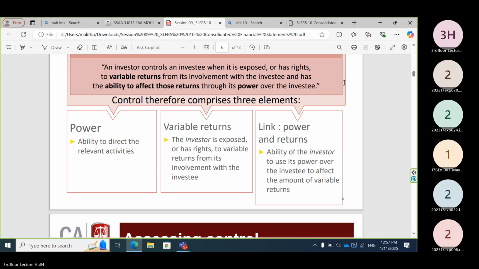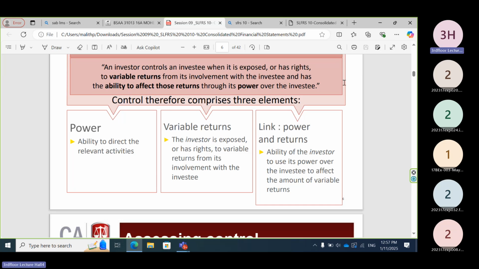We have to justify control. When justifying control, what do we ask? Do you have the power? Do you have the power to change the return generated from this entity? Do we have the power?